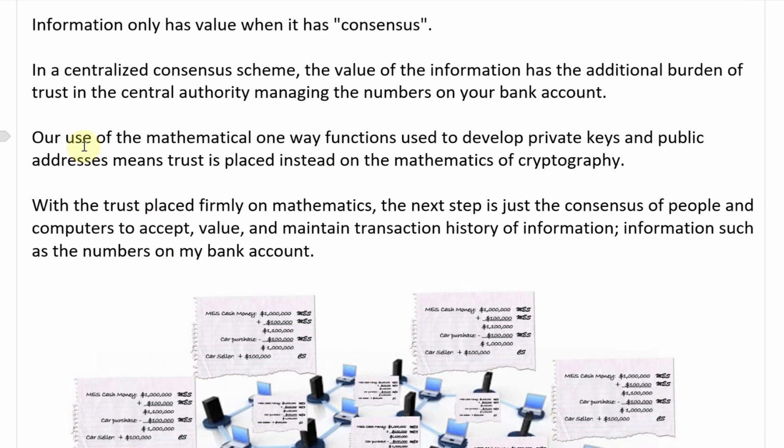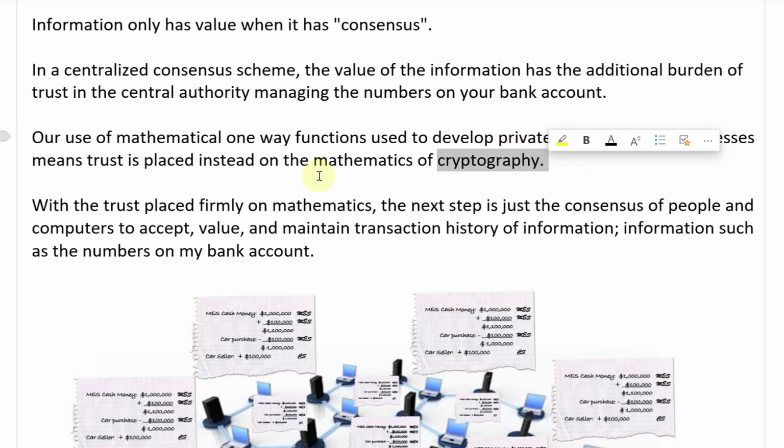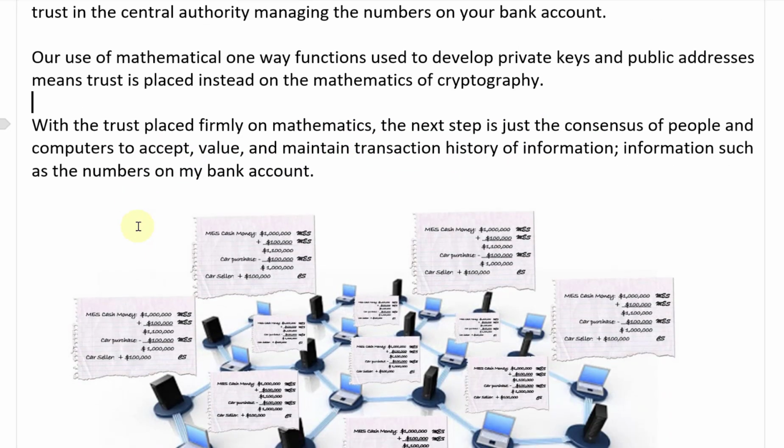Our use of mathematical one-way functions to develop private keys and public addresses means trust is placed instead on the mathematics of cryptography and how well you can secure your private key. Not your key, not your money. With the trust placed firmly on mathematics, the next step is just the consensus of people and computers to accept, value, and maintain transaction history of information such as the numbers on my bank account.